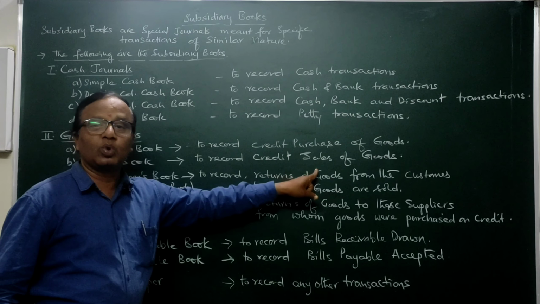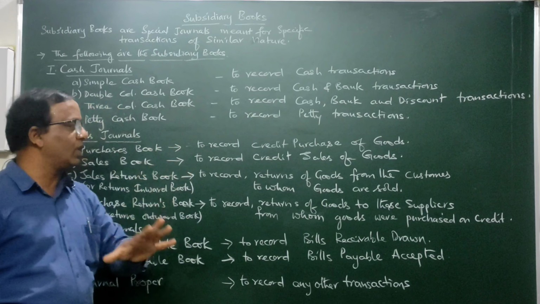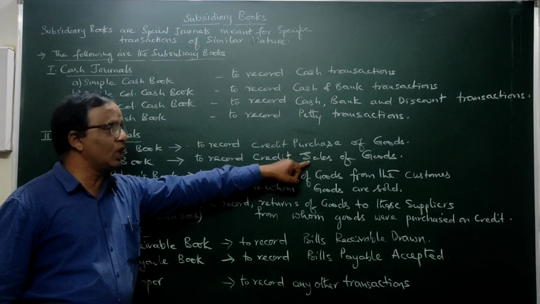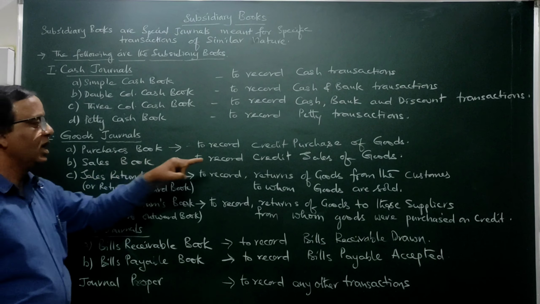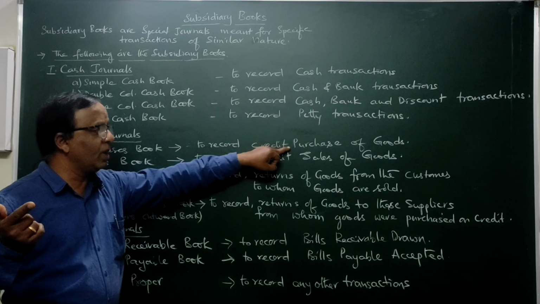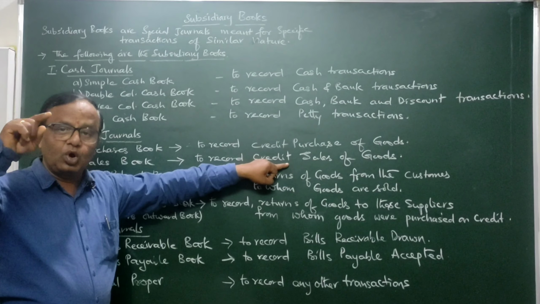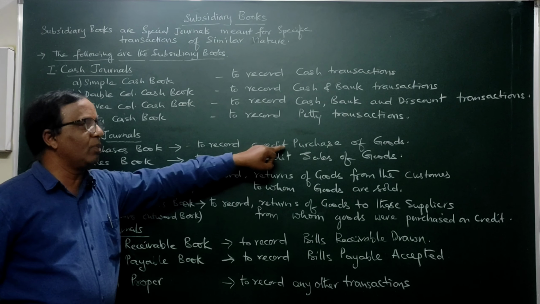In other words, these subsidiary books are there only to record transactions relating to goods. Observe here: to record a credit sale of goods. Whenever goods are sold on credit, the sales book is maintained to record those transactions. In these books, we are not going to record the sale of any asset, nor the purchase of any asset in the purchase book. Simply the sale of goods on credit is recorded in the sales book, and purchase of goods only on credit is recorded in the purchase book.